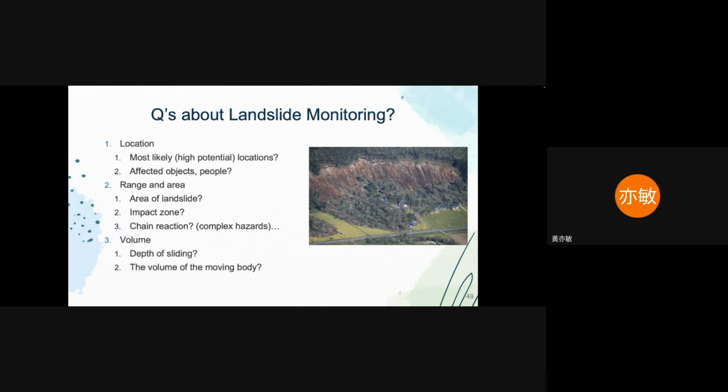The third question is the volume. I mean, how much a landslide could generate. Well, this is a tough question, because today I believe we don't have a good method or sensors that can directly measure the volume of a landslide. Using a satellite image, we can somewhat guess the depth of the landslide. Then we can evaluate the volume of a landslide by certain assumptions. That is what we can do now.